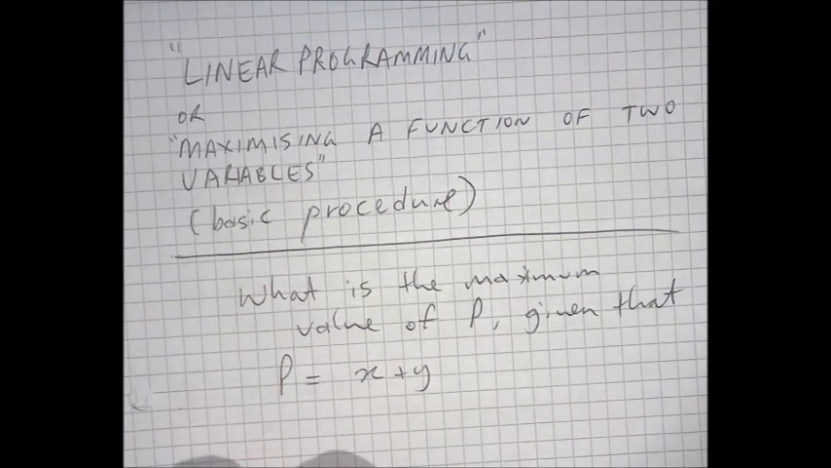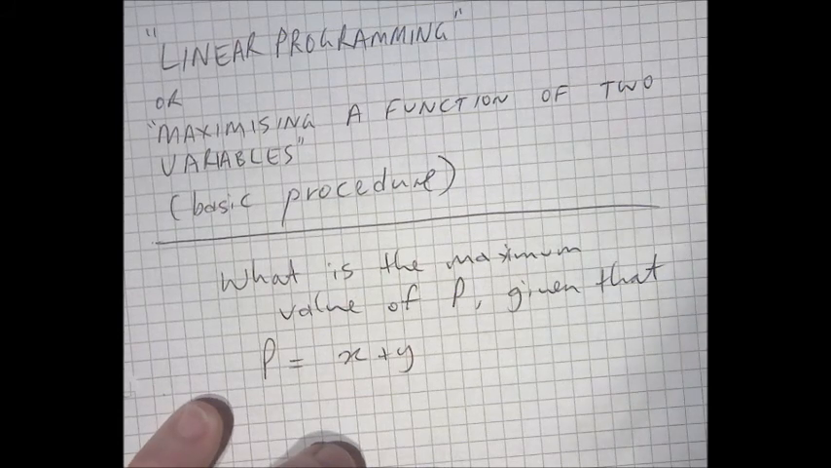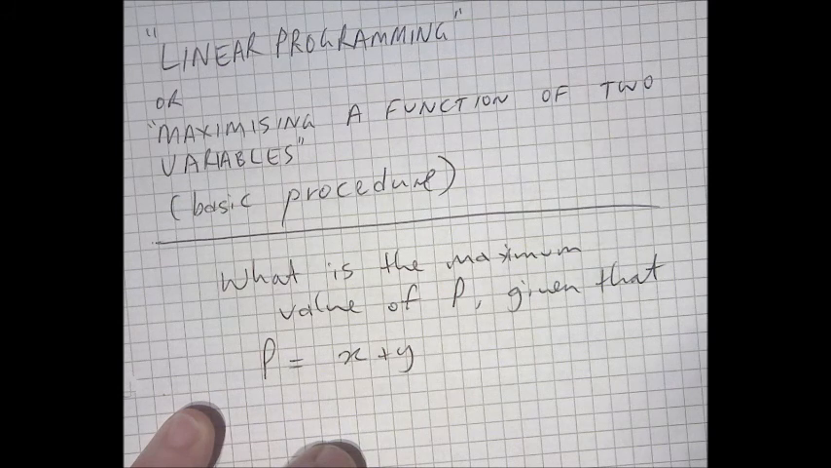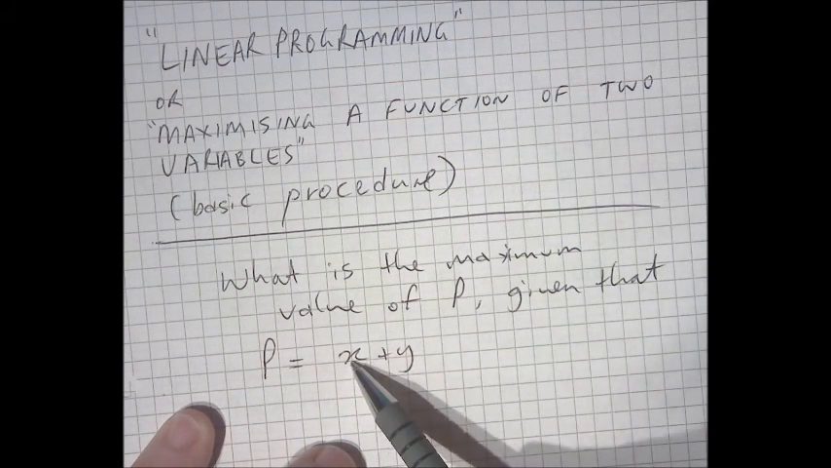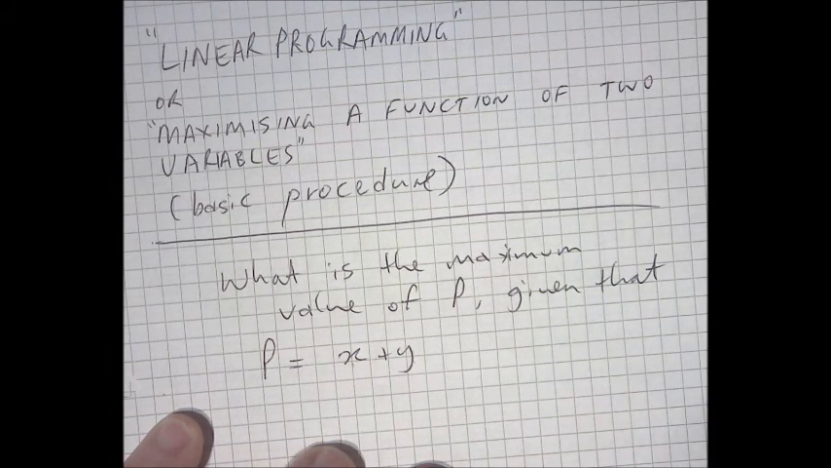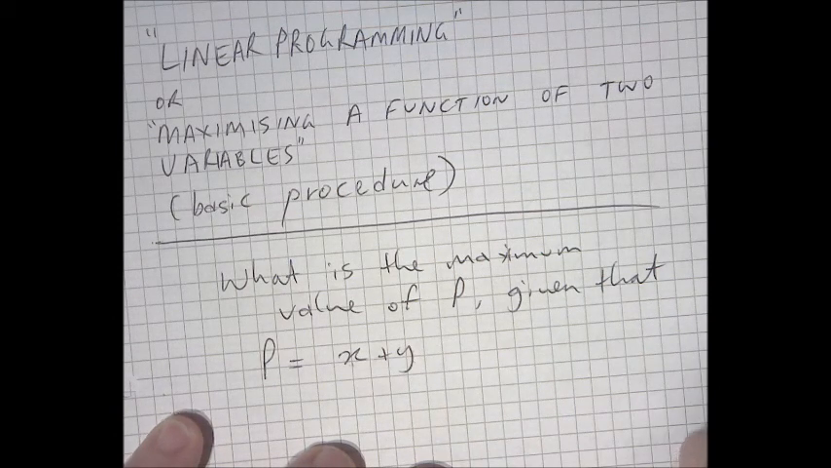Well, as expressed like that, the answer is that it could be anything. Like if x was 1 million and y was 2 million, P would be 3 million. If x was 4 billion and y was 10 billion, then P would be 14 billion. So the answer to this question as it's currently stated is that there is no maximum, because x and y can be as large as you like.